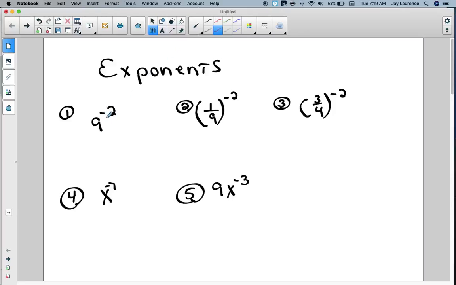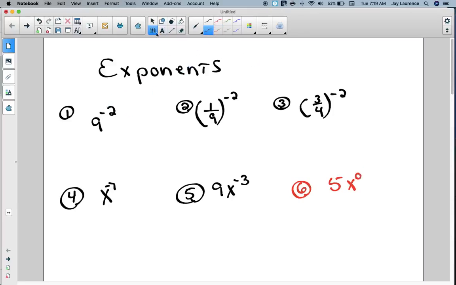All right, so first of all, what does a negative exponent mean? A negative exponent means that I need to use the reciprocal.